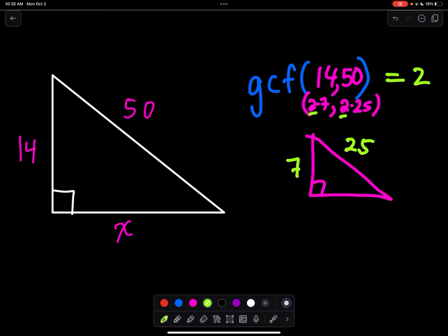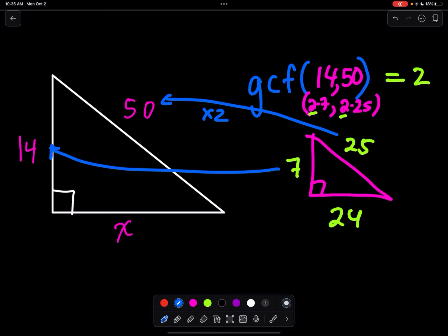And then you have your triples memorized. You have 3, 4, 5, 5, 12, 13, 8, 15, 17, 7, 24, 25. So the larger leg is 24. And then we can just scale it up. Times by 2 to get that side, times by 2 to get that side, times by 2 to get the missing side.